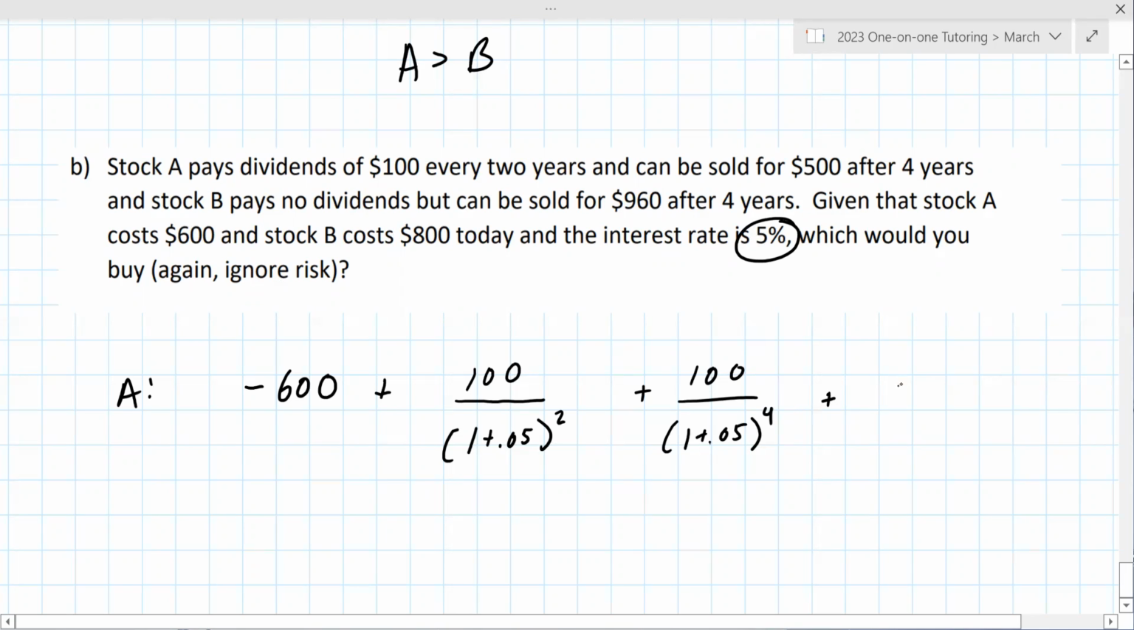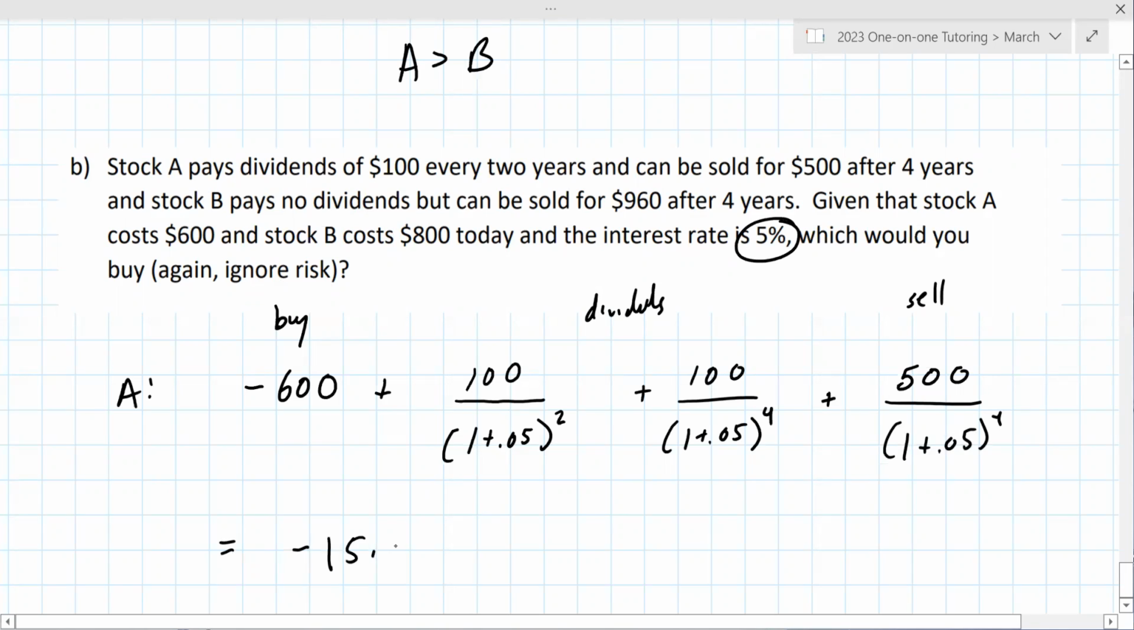The next thing is that you sell it. So you almost want to make a picture: buy, dividends, and then sell. So you get $500, but again, in today's dollars, what is that worth? So this ends up equaling -$15.68, which is bad. We wouldn't want to do that.